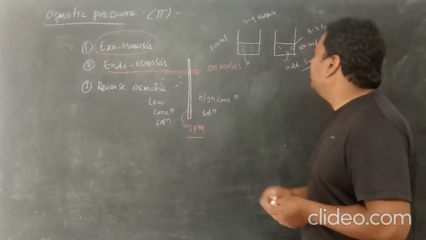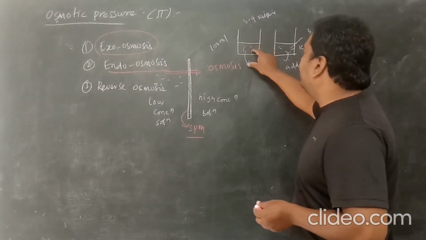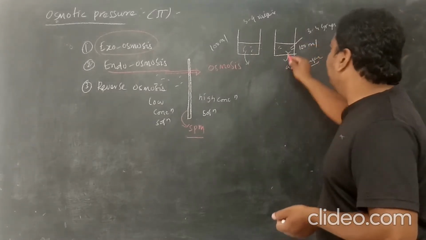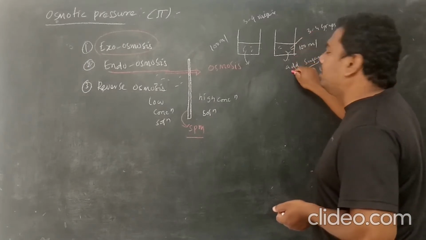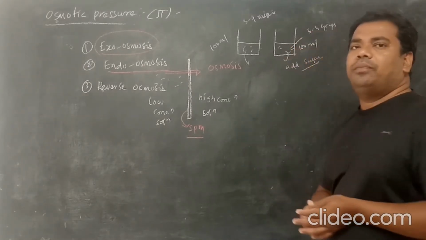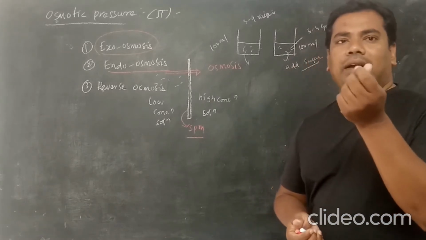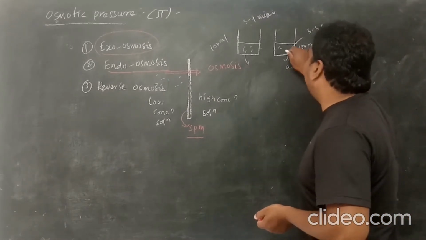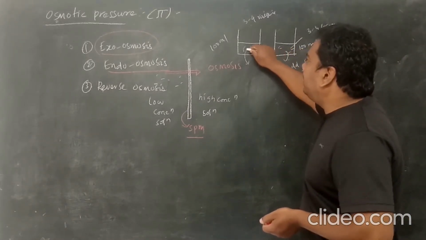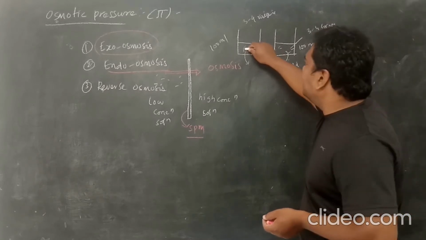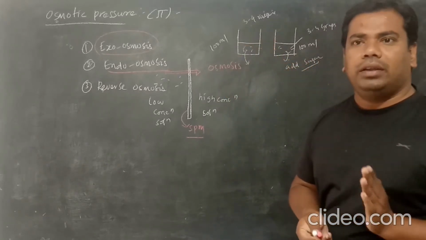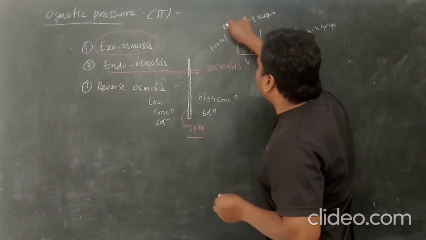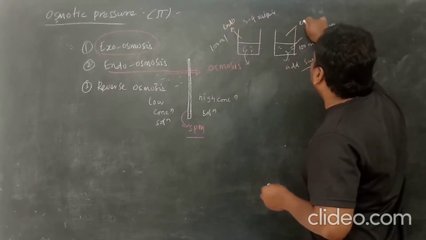What will happen? The raisins which I have taken into the water glass become swollen. But the grapes we have taken into the sugar containing solution decrease in their structure. It indicates that in the first case the water enters into the cell, so it is an endo osmosis process, and this is an exo osmosis process.